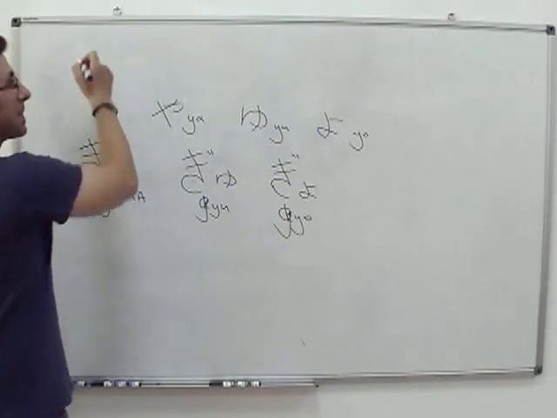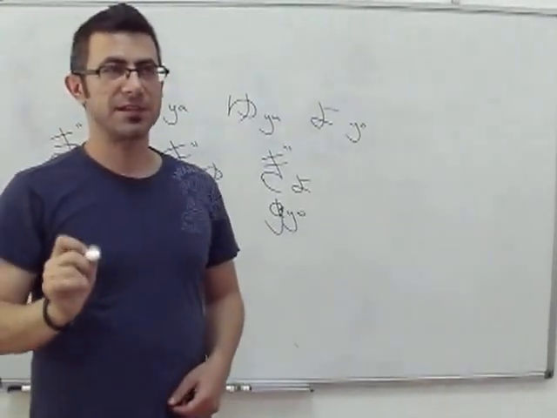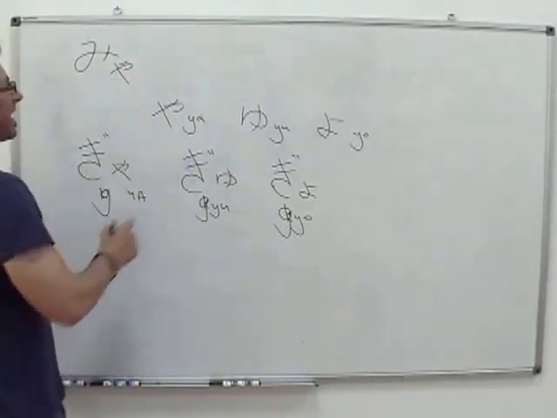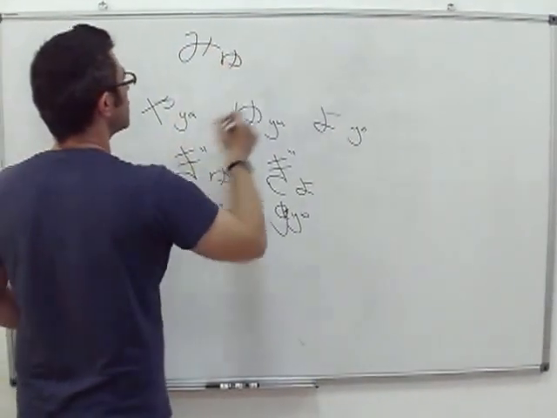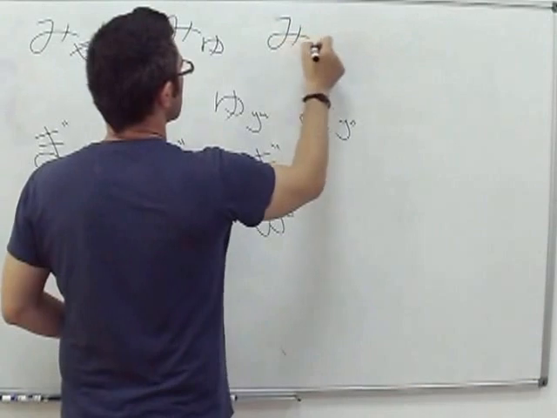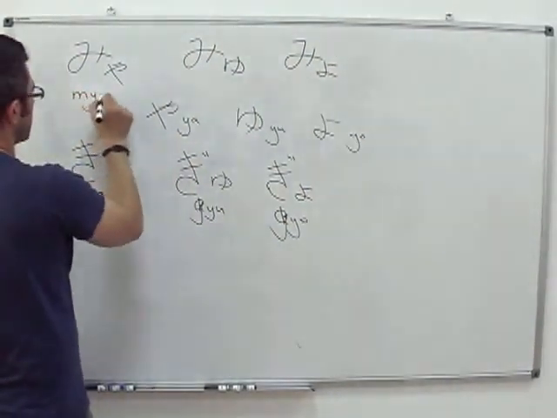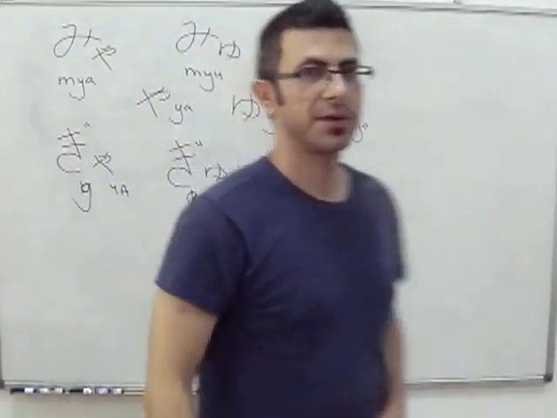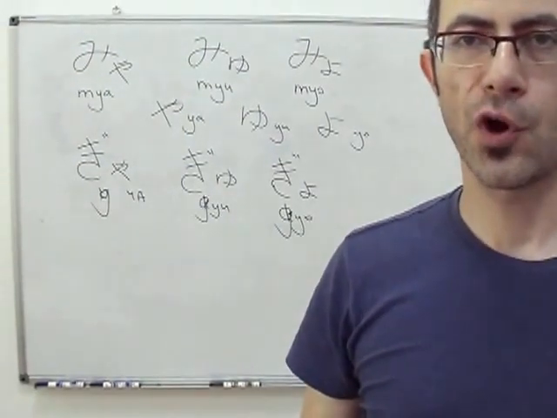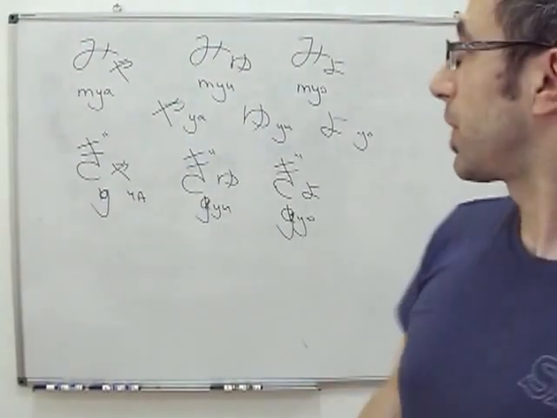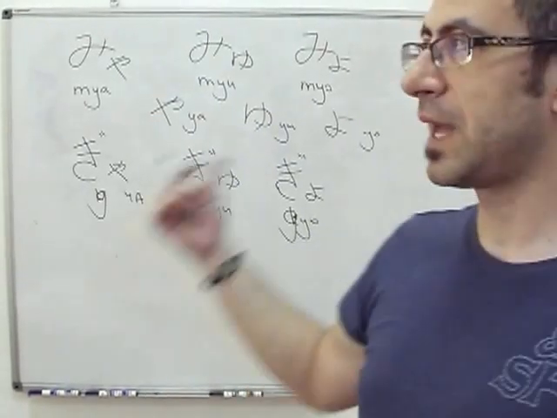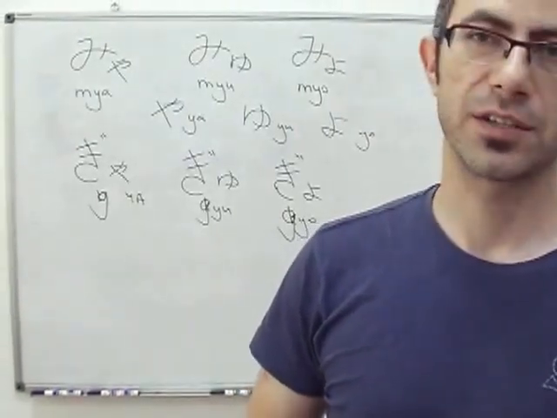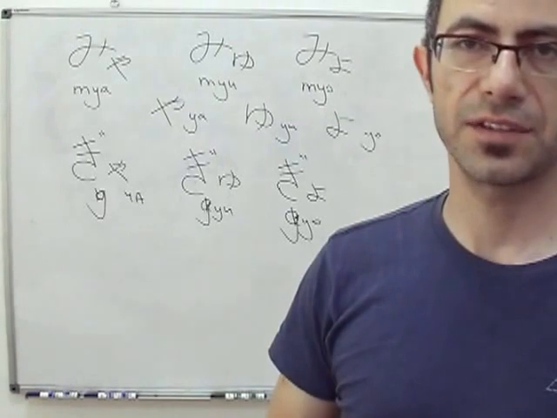From ma, mi, mu, me, mo, we have the E sound by mi. Mya, myu, myo. Mya, myu, myo. Before I wrote nya, nyu, nyo, and now mya, myu, myo. This sound we don't have in Japanese so much. In Chinese they have this sound more.